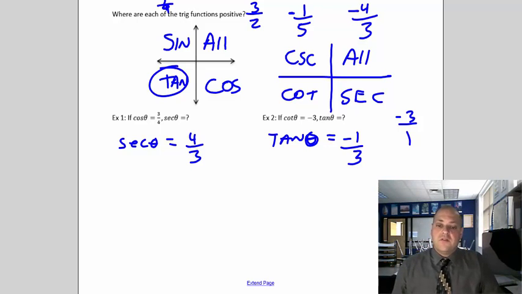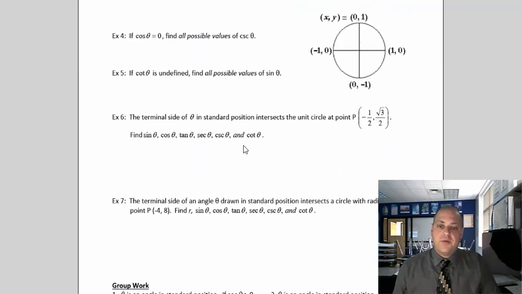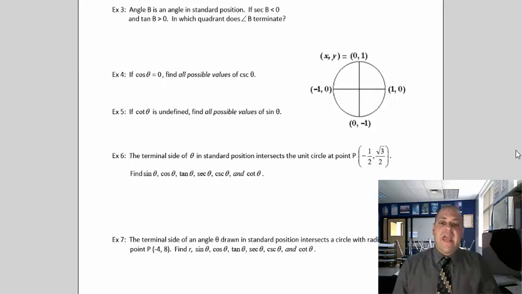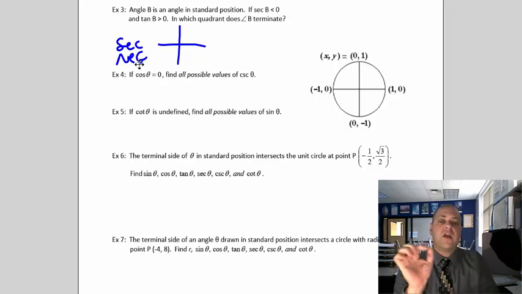All right, so let's move on here. We do some more examples. If angle B is in standard position and the secant is less than 0 and the tangent is greater than 0, in which quadrant would it be? Now let's think about this. Secant less than 0, secant negative. The secant is going to follow the cosine because that's the reciprocal of cosine. So where's cosine negative? Cosine's positive in quadrants 1 and 4, so it must be negative in 2 and 3.